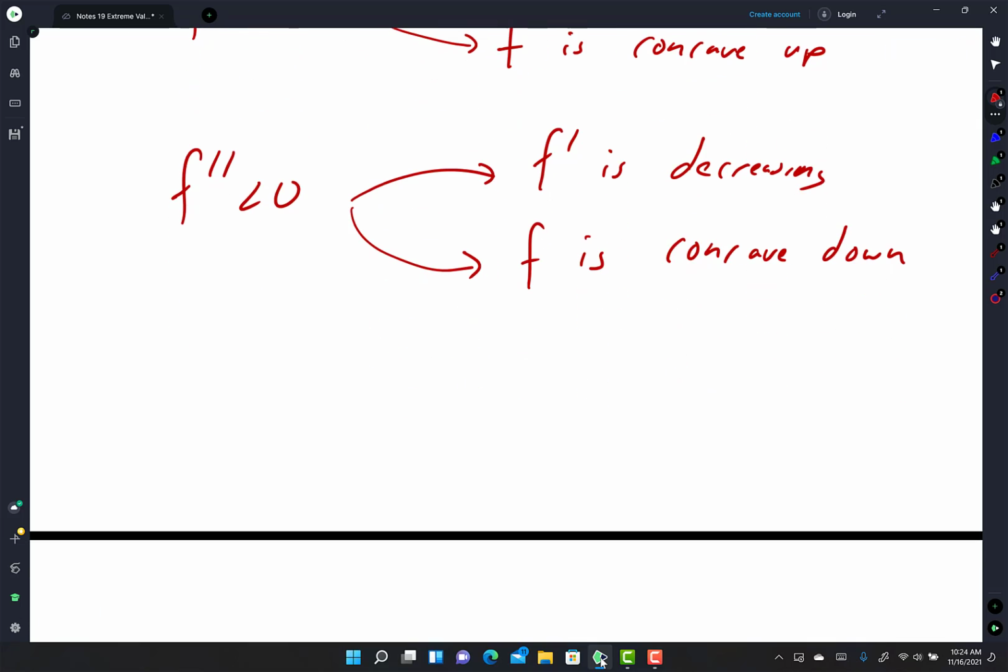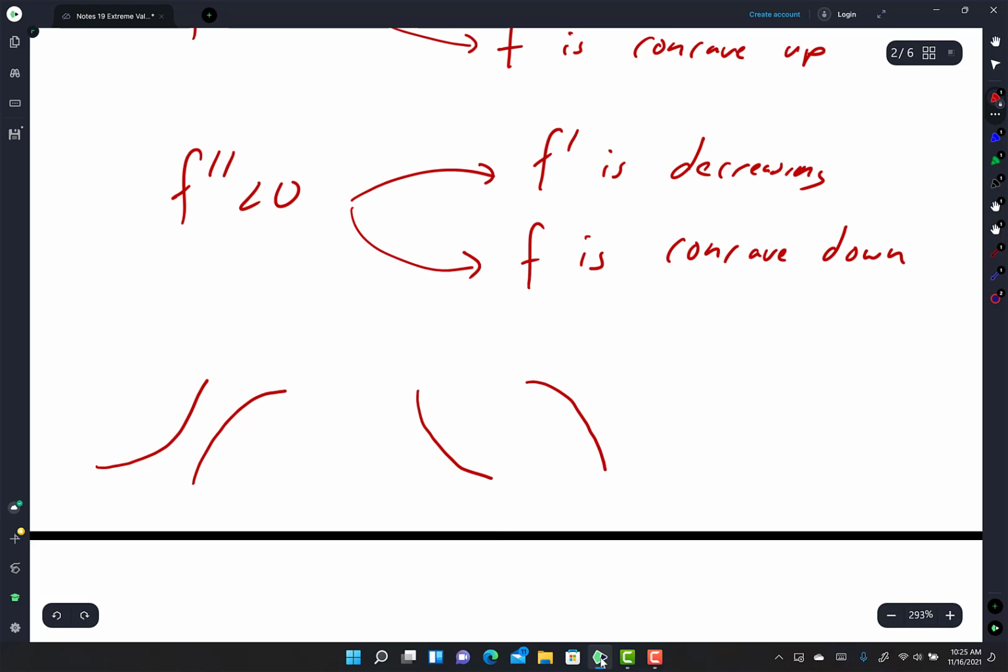There really is only 4 types of graphs, so don't make it harder. Either f is increasing concave up, or f is increasing concave down. So how does that look? Left to right, f increasing concave up, f increasing concave down. Do you see both of them? That's increasing, and then the other ones are f decreasing concave up, f decreasing concave down. Those are the only 4 types of graphs there are. Does that make sense to you guys?